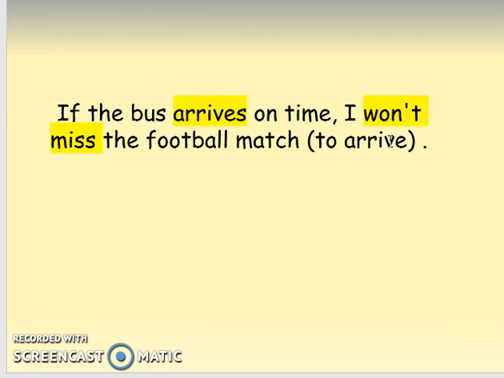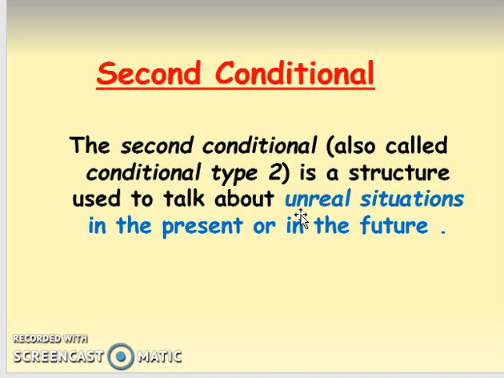Let's do some other examples. For example, here, if the bus arrives on time, I won't miss the football match. Okay, so let's move to the second conditional. So the second conditional, also called conditional type 2, is a structure used to talk about unreal situations in the present or in the future.